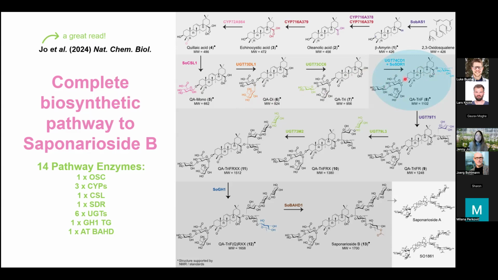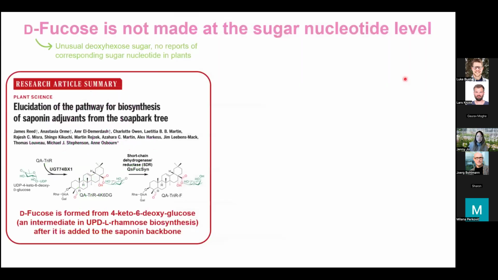I'm just going to highlight a little bit here because D-fucose itself is quite interesting, as it's not made at the sugar nucleotide level. D-fucose is an unusual deoxyhexose sugar, and there are no reports of a corresponding sugar nucleotide in plants. How D-fucose is made in plants has been elucidated by our group when they were looking for the QS7. And this was really great because that means I could also have this as a guideline to go through.